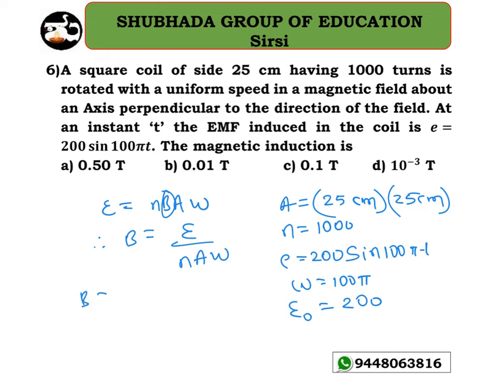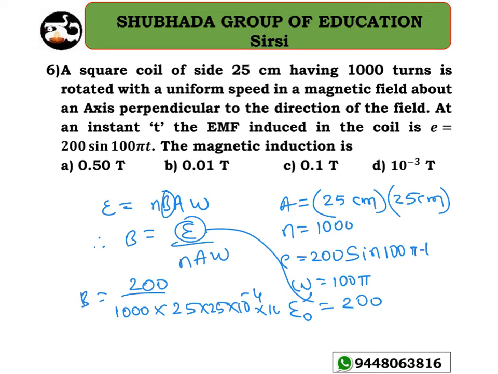So therefore B equal to, instead of E I can use 200 divided by the number of turns, 1000, and area is 25 into 25 into 10 to the power of minus 4, and omega is 100 pi. If you solve this one, you will get 0.01 Tesla. Just go through the solution, simplify it and try to get the answer for this one. 0.01 Tesla.